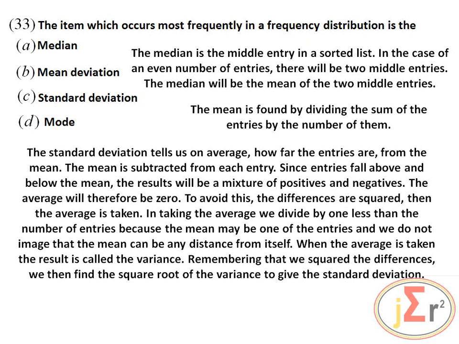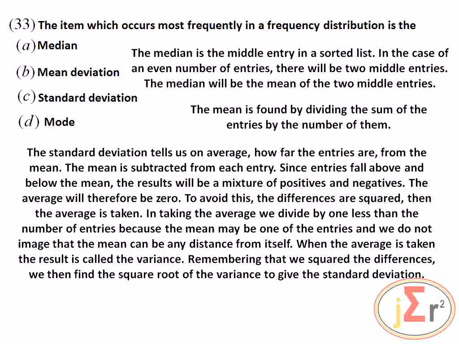So when we try to find the average of those distances, when we add them, the result will be 0. So the average will therefore be 0 because of the positives and negatives. How do we avoid this? To avoid this, the differences are squared. And you know that when we square numbers, all of them are positive. Whether you square a negative number or a positive number, all of the answers will be positive.